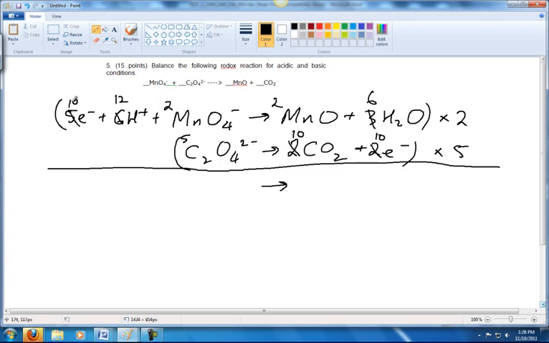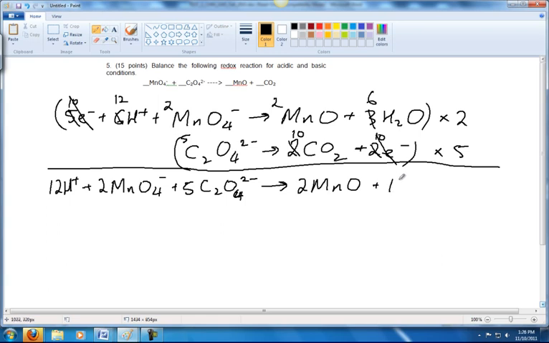Alright, so now we can see that the electrons will cancel when we add these together, and there's no other H pluses, so we'll have 12 H plus over here. We'll have 2 MnO4 minuses. We'll have 5 C2O4 2 minuses. We'll have 2 MnOs. We'll have 10 CO2s. And we'll have 6 H2Os.